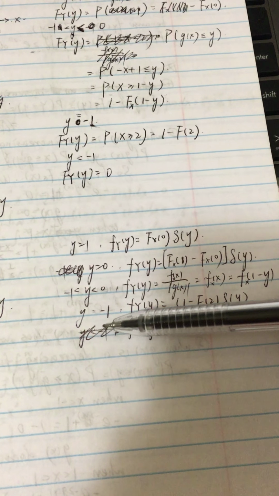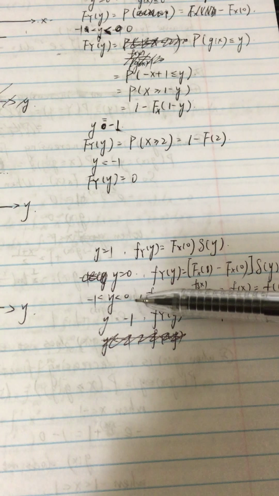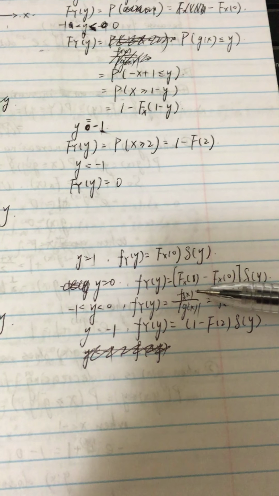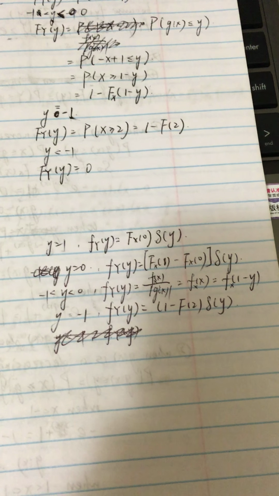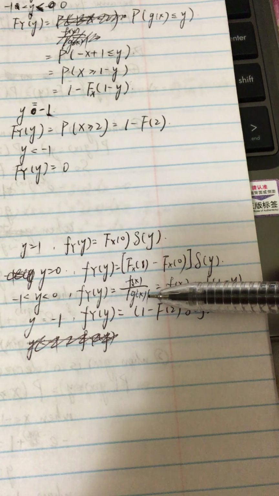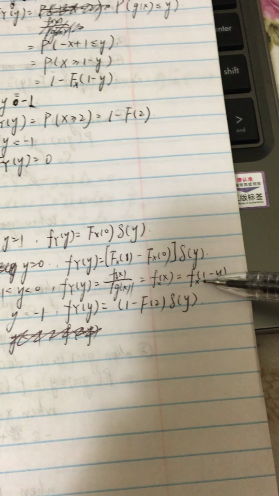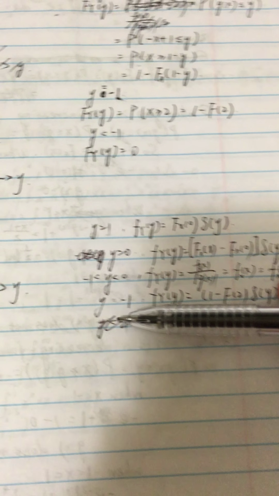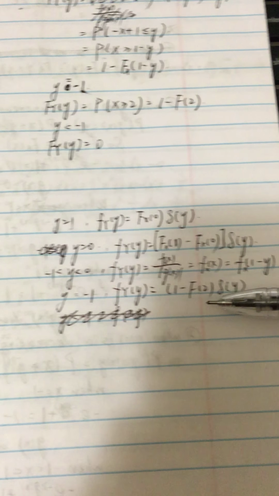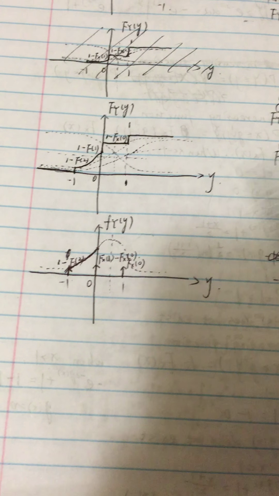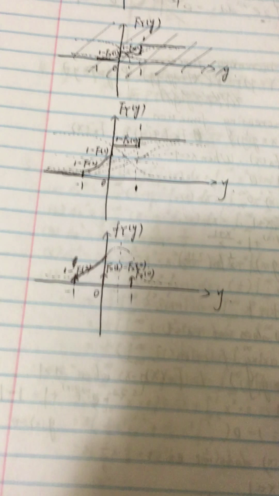And when y is greater than minus 1 and less than 0, fy equals fx divided by the absolute value of the derivative of gx, which means fx of 1 minus y. And finally, when y is equal to minus 1, fy equals 1 minus Fx of 2 times delta y. The final picture is like this.